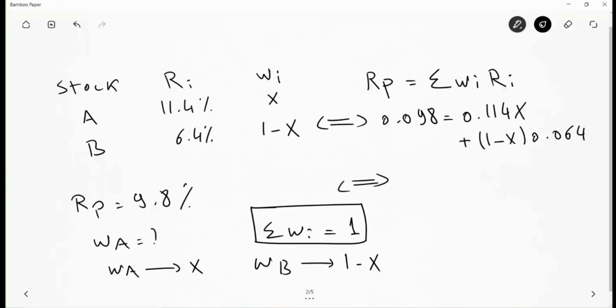So in this case, I have 0.114x minus 0.064x equal to 0.098 minus 0.064.